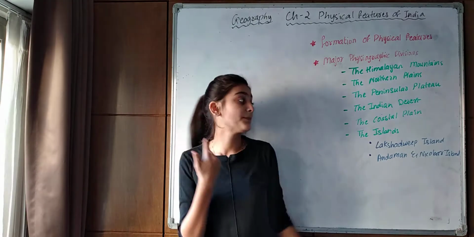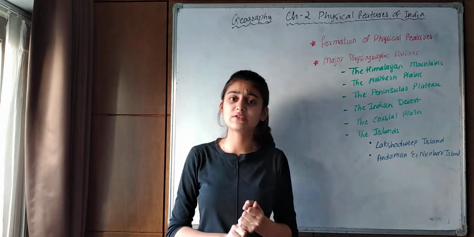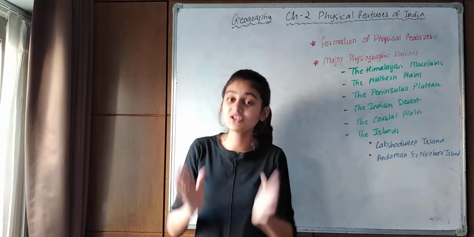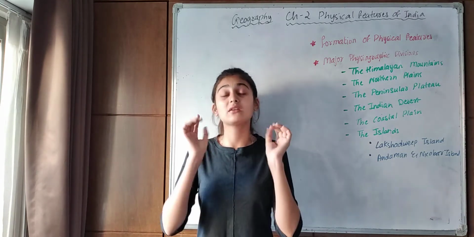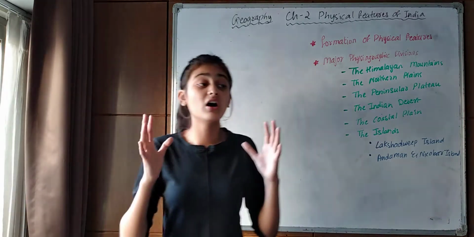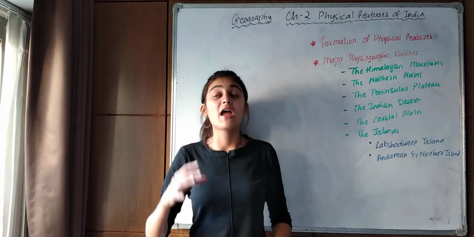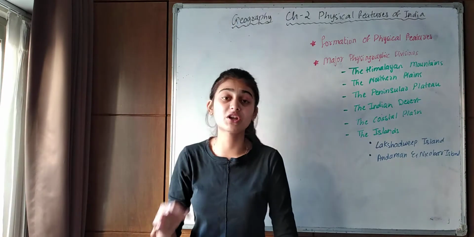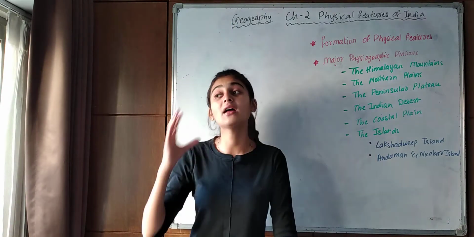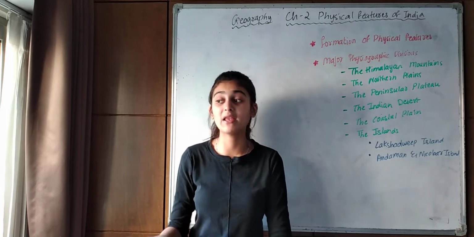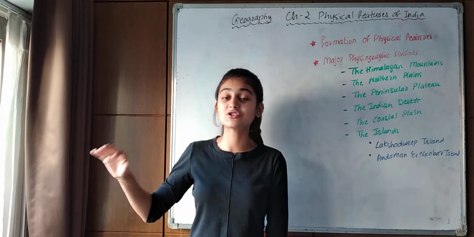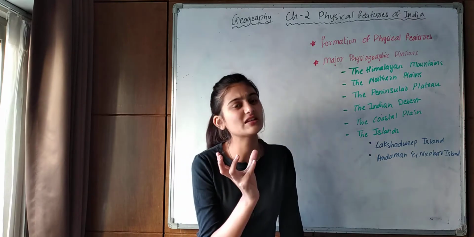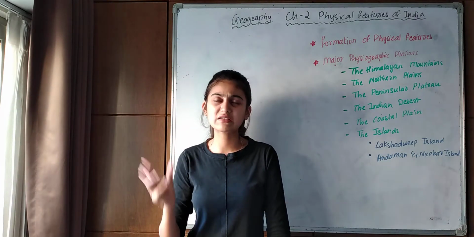Then come the islands. There are two island groups of India, that is Lakshadweep Island and Andaman and Nicobar Island. Both have rich coral deposits, but Lakshadweep has a very good amount of coral deposits. Lakshadweep Island is very pretty and very rich in flora and fauna. There is even a bird sanctuary in Lakshadweep, situated on Pitti Island itself. Lakshadweep is a very small island, only about 32 square kilometers or so.